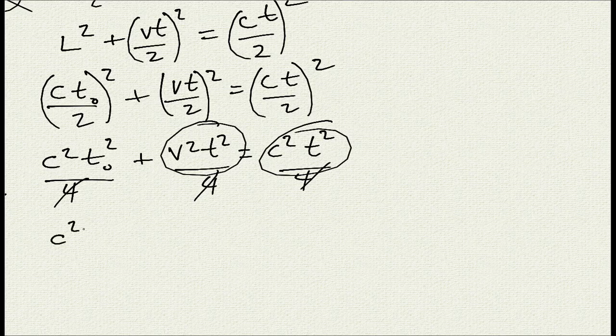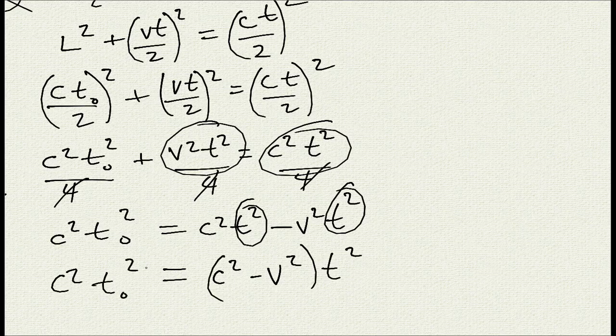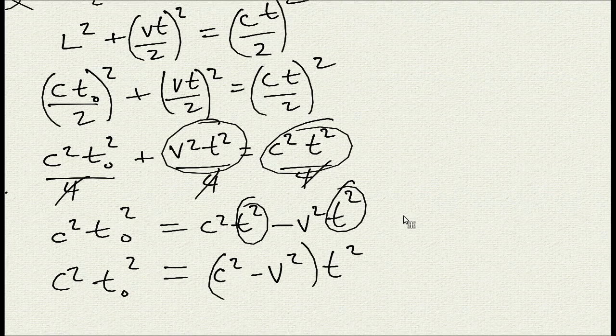So let me write it again. c squared t naught squared equals c squared t squared. And now I'll minus the v squared t squared. Minus v squared t squared. Okay? And now what I can do is I'll factor the t squared out. Notice these two t squareds are in both terms, so I'll go c squared minus v squared multiplied by t squared. Okay, and the left-hand side stays the same. Okay, so far so good.